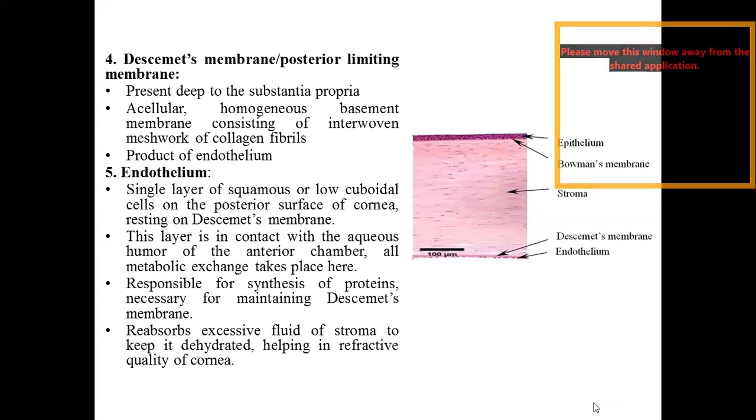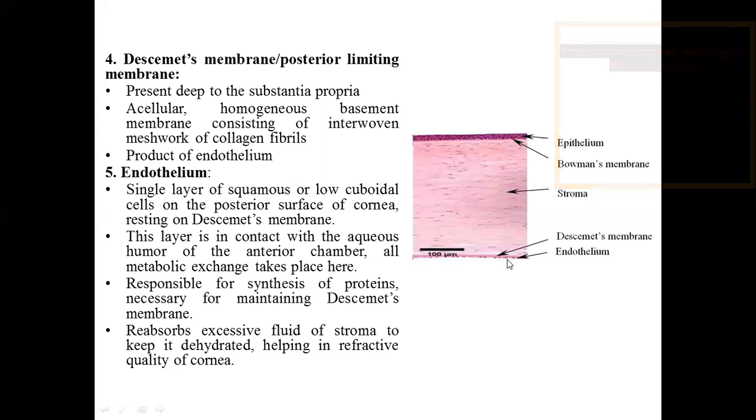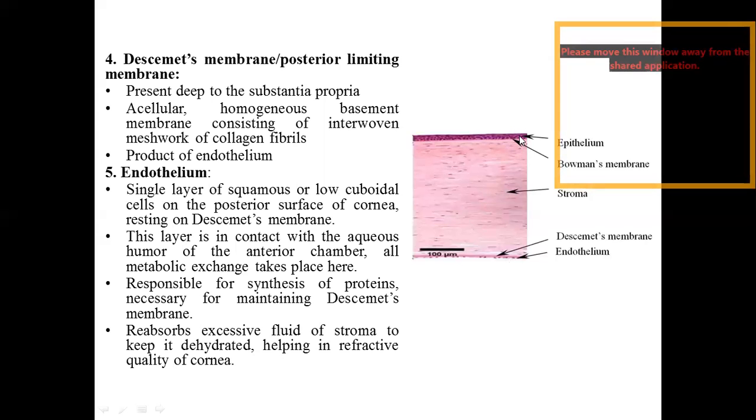This reabsorbs excessive fluid from the stroma to keep it dehydrated, so it helps in the refractive quality of the cornea. So in short, there are 5 layers in the cornea. First is the epithelial layer, non-keratinized stratified squamous.